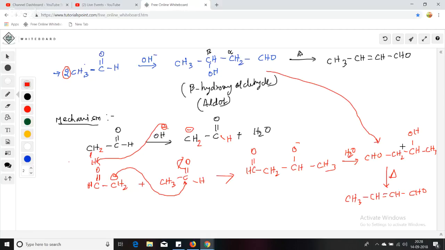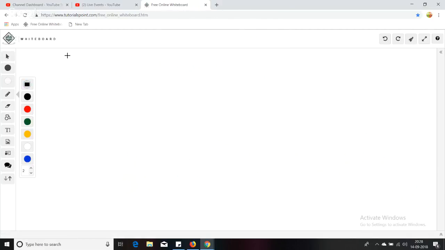This reaction also takes place in acidic medium. So let me write down the mechanism of how the reaction takes place in acidic medium. Why am I discussing all this mechanism again? Because after this, we'll see some questions which have been asked in the JEE exam. So these reactions and mechanisms are very important.